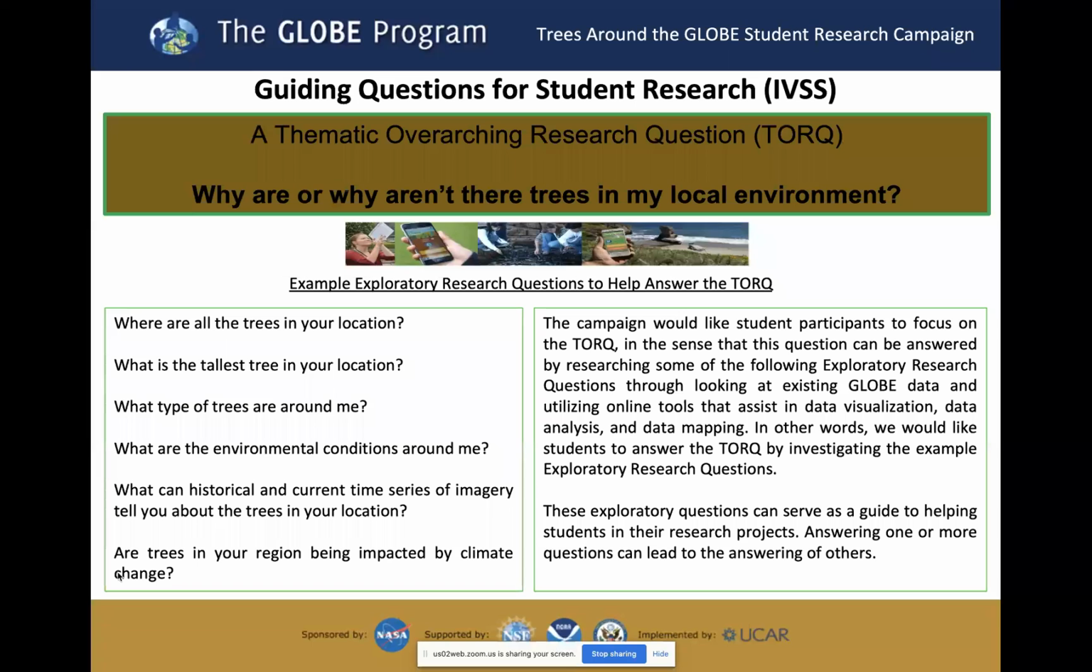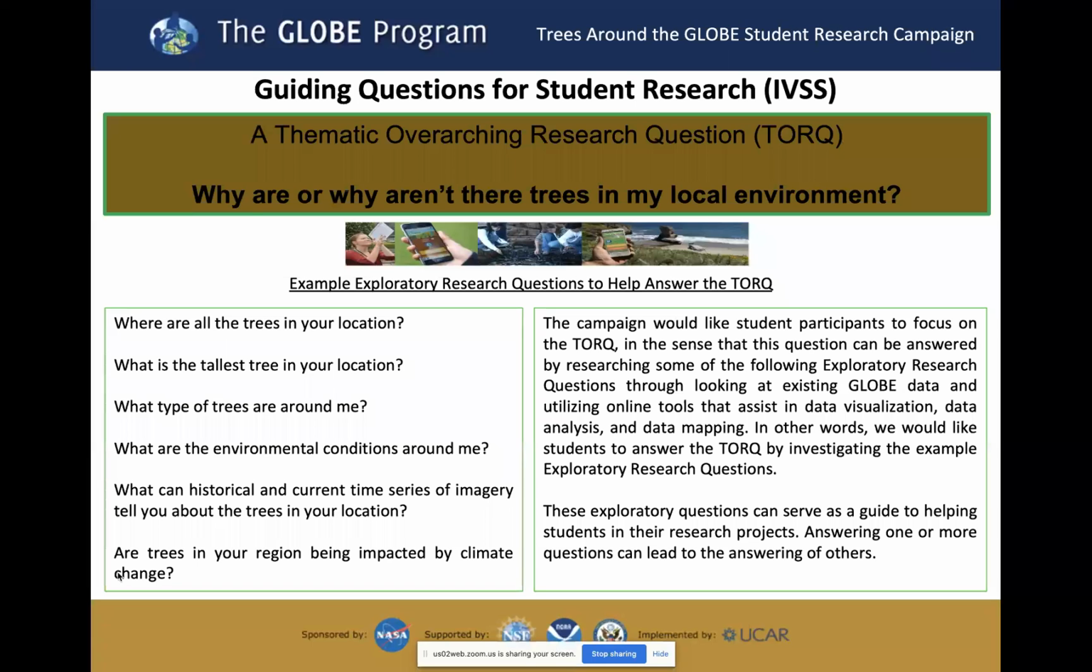When you go outside, some places you see lots of trees. And then there's other places where you see hardly any trees or you see no trees at all. The question is, why is that? Why are there no trees in your environment, or why are there trees? And that is the big question that we want the students to answer during this year 3 of the campaign.